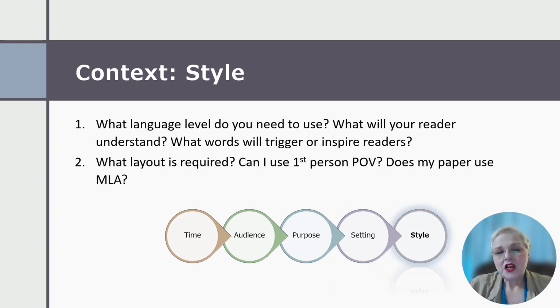Last is style. So in a college composition class, you have 2 general style contexts. The first is the level of language. All of your essays must follow standard academic English. You will not choose an audience that cannot read or understand on a level below the collegiate.